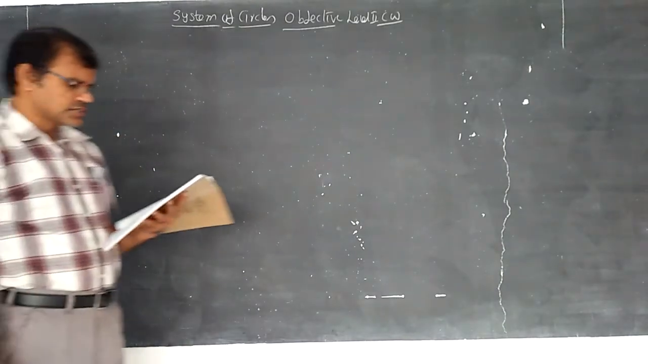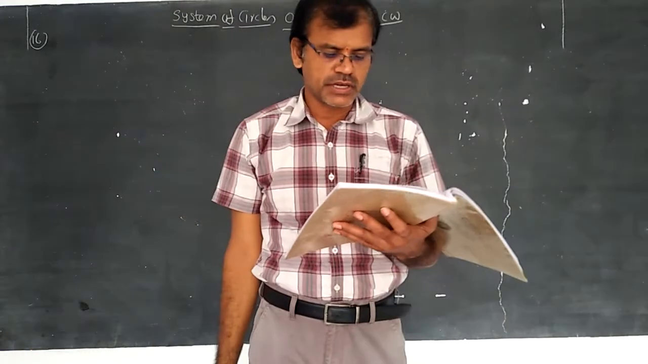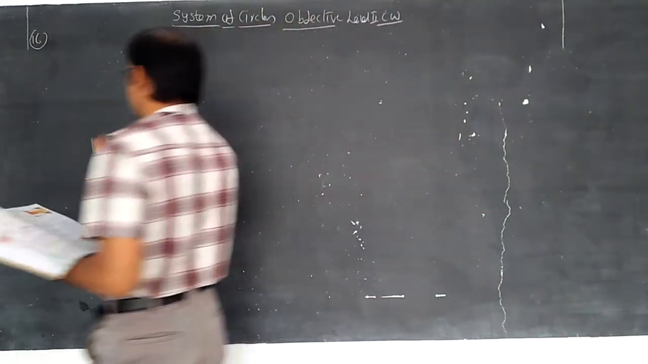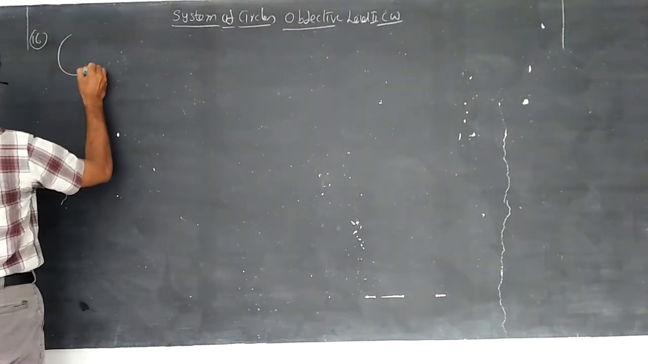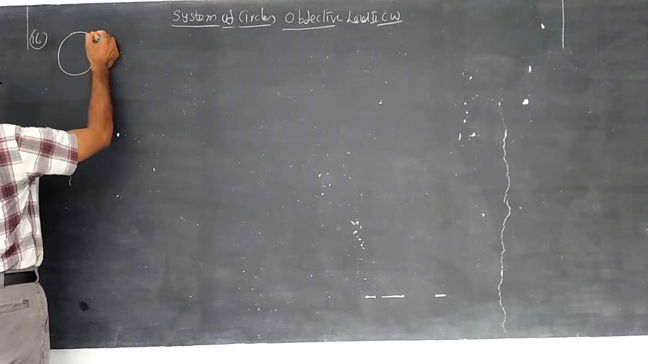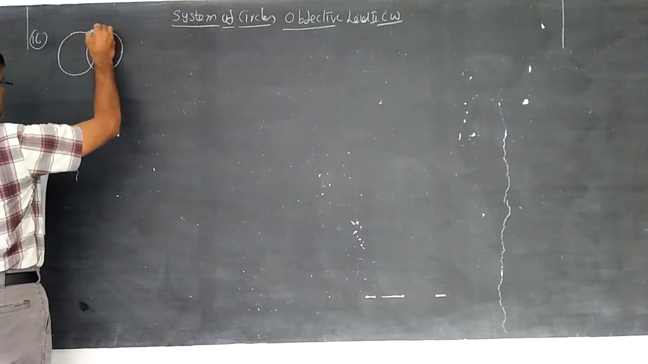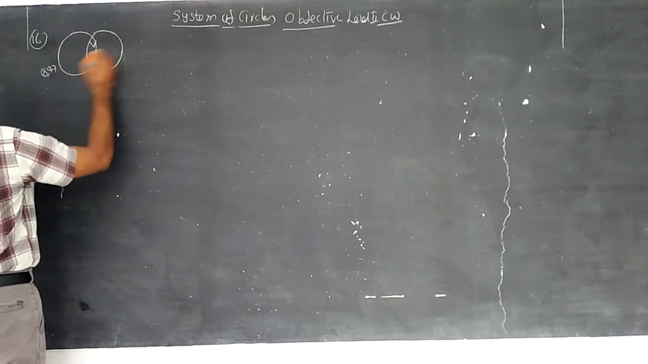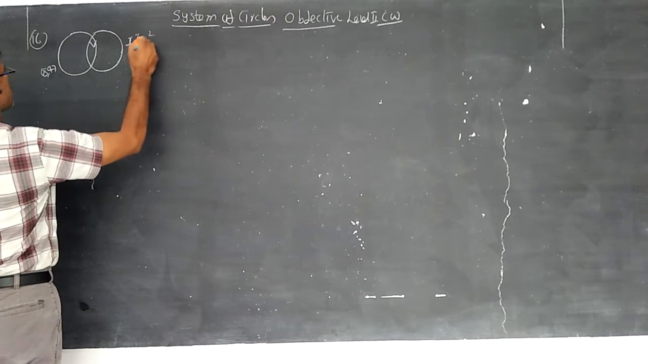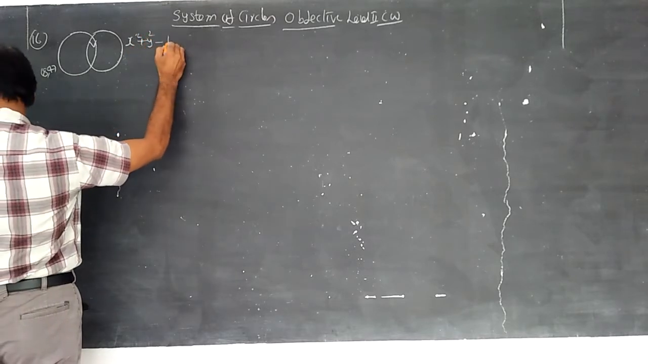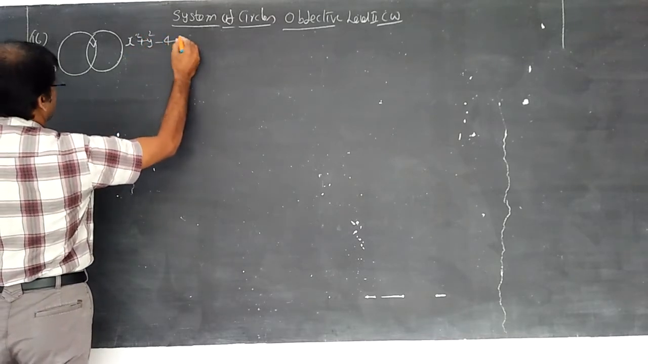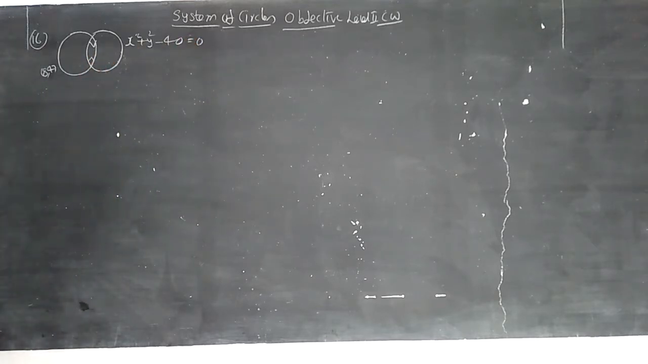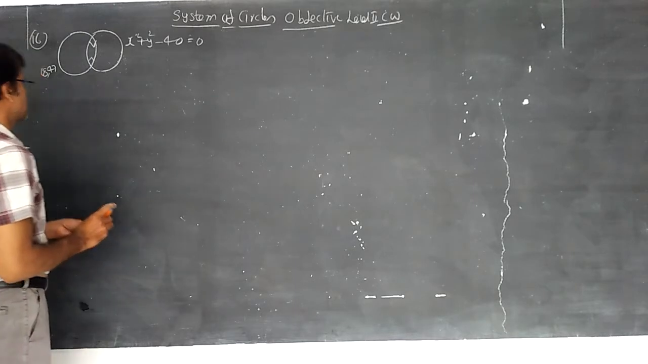The radius of the least circle passing through the point (8, 4) and cutting the circle x square plus y square minus 40 equal to 0 orthogonally. A circle x square plus y square plus 2gx plus 2fy plus c equal to 0 is passing through (8, 4) and cutting the circle x square plus y square minus 40 equal to 0 orthogonally. We should calculate the radius of the circle.